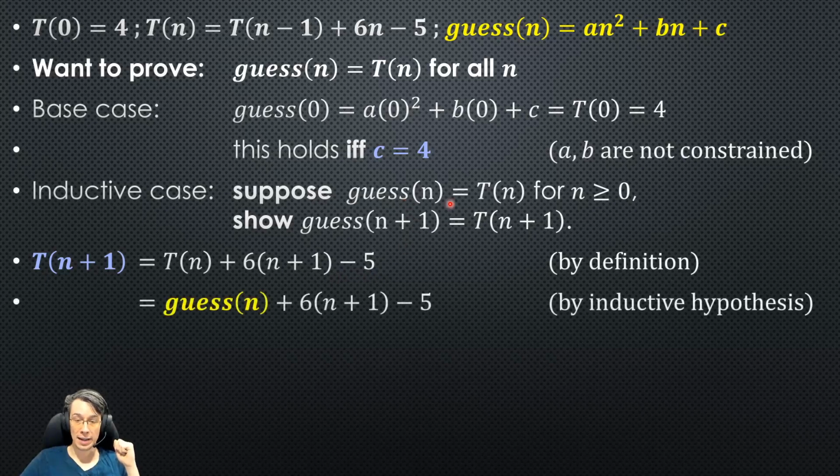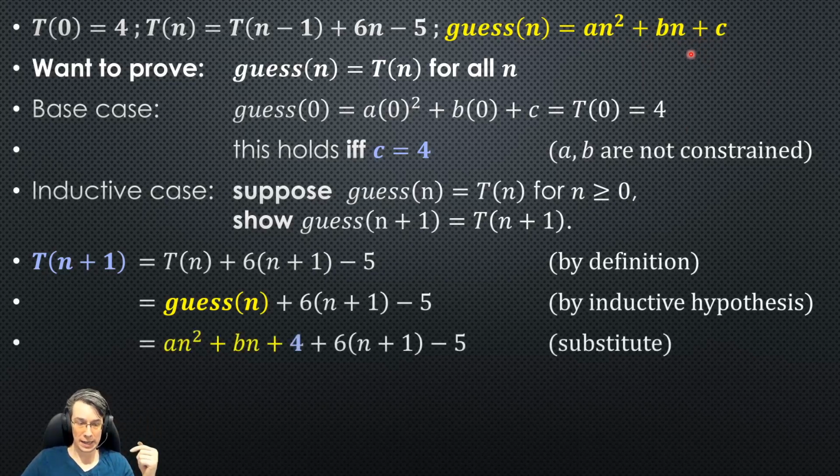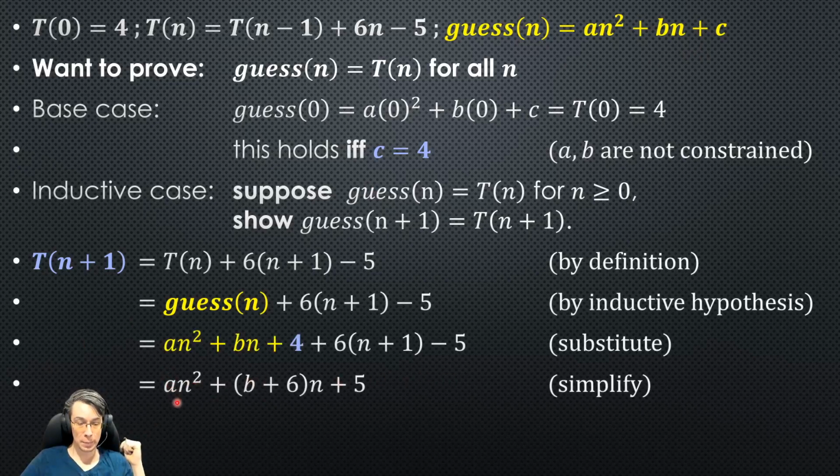And remember, our guess of n is equal to t of n by our assumption, so we can substitute guess of n instead of t of n, and we can pop in our a times n squared plus bn plus c expression, where our c is now 4. And we can do a little bit of algebra, and group it in the usual way for a quadratic, something times n squared plus something times n plus 5. Okay. So this is our expression for t of n plus 1.